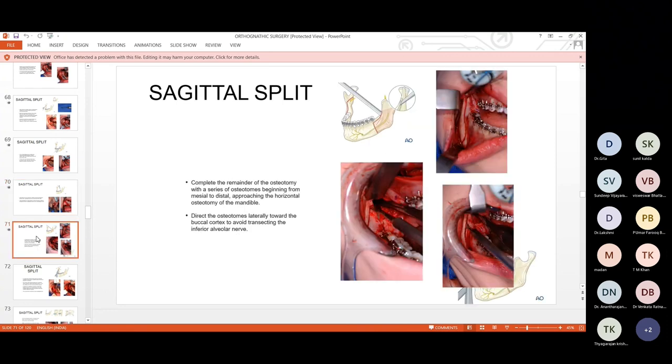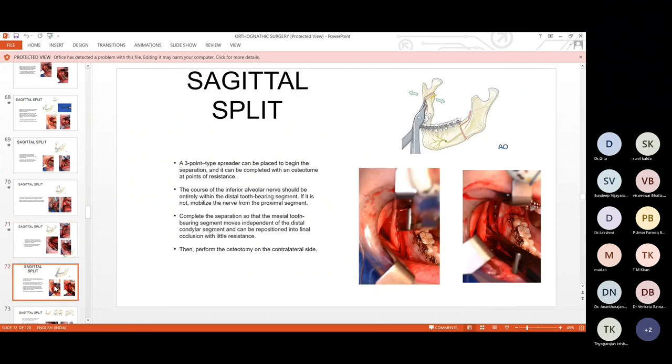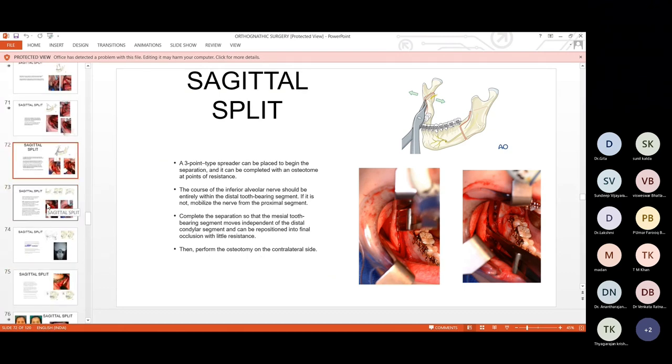So once it is done, the osteotomies will be done by carefully using the osteotome. 4 millimeters I usually do it, and then I usually use the Smith spreader. You can see on the right side that the Smith spreader is there. So you just put it into the gap and then gently keep on springing it open so that it opens the fracture site, and that is the sagittal split.